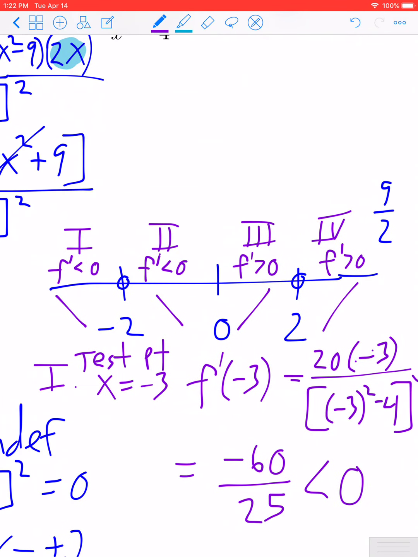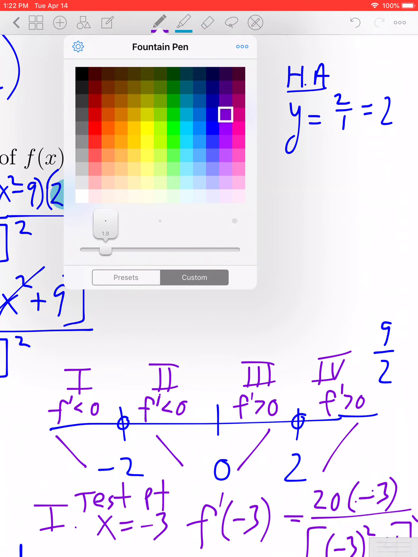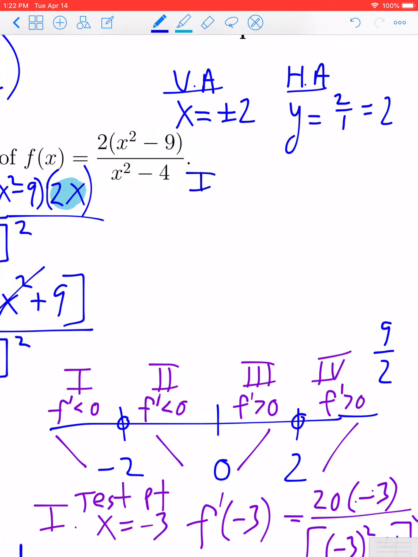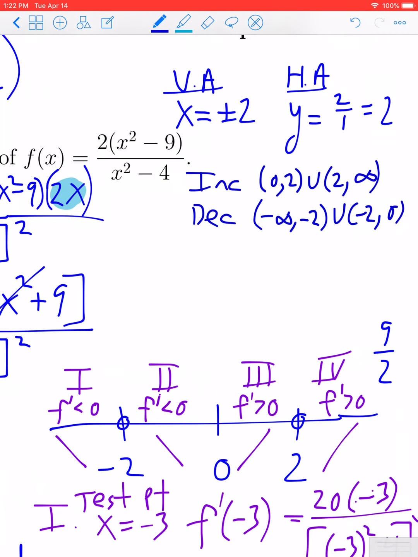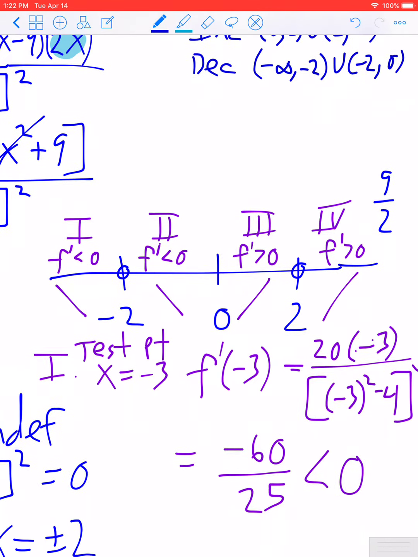So we now know where f is increasing. It's increasing on 0 to 2, and then from 2 to infinity. It's decreasing from -infinity to -2, and also from -2 to 0. And one of the other things that we've seen here is that at that critical number 0, the function changes from decreasing to increasing, so we actually have a relative min at x equals 0.